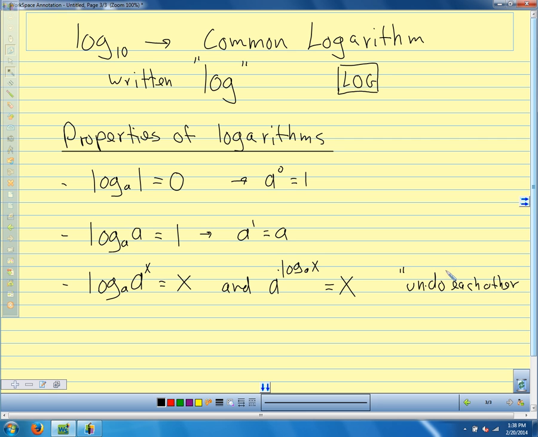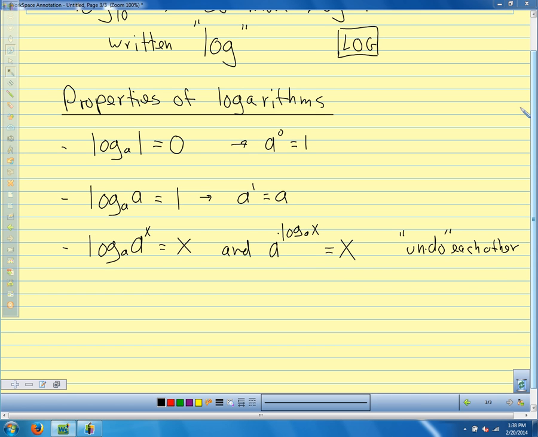Since they're inverse functions, inverse functions undo each other. And then finally, if log base a of x equals log base a of y, we said that our logarithmic function was 1 to 1. So what do you think this is going to tell us? If these two things are equal, we're taking the logarithm to the same base. What does that tell us about x and y? They have to be equal.